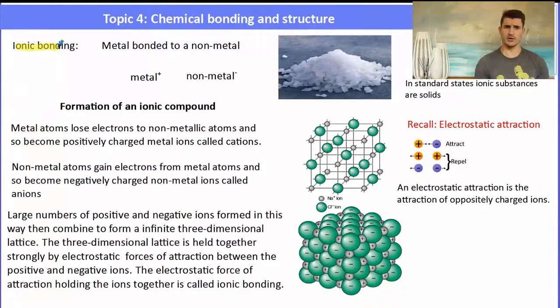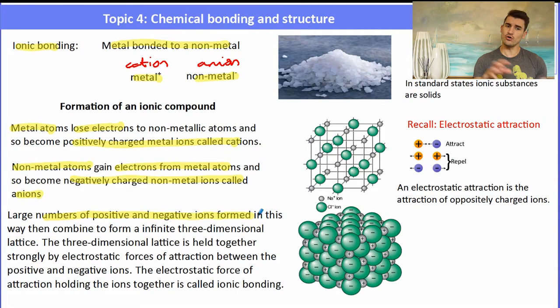So an ionic bond exists between a metal and a non-metal. The metal is positively charged, a cation. The non-metal is a negatively charged anion. The way an ionic compound forms is metal atoms lose their electrons to the non-metal atoms to become positively charged cations. The non-metals, well, they gain those electrons and become a negatively charged anion.